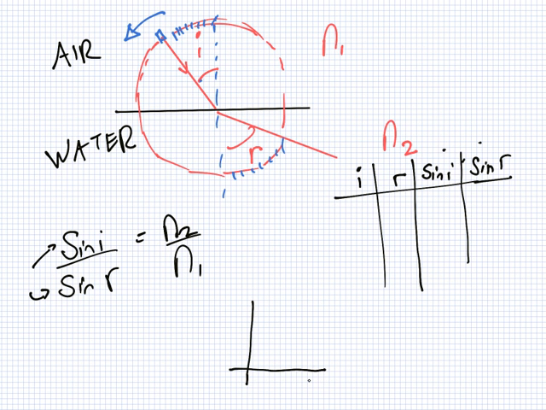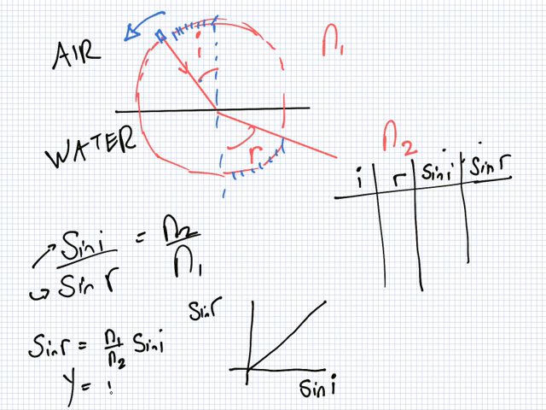Sine i over sine r, or r over i? Well, which is which? You should put sine i here, and sine r should go here. So when you graph this, what do you get? You should get a straight line. You can say sine r equals N1 over N2 times sine i. So you basically get y equals mx. That means the slope, the gradient, is N1 over N2.